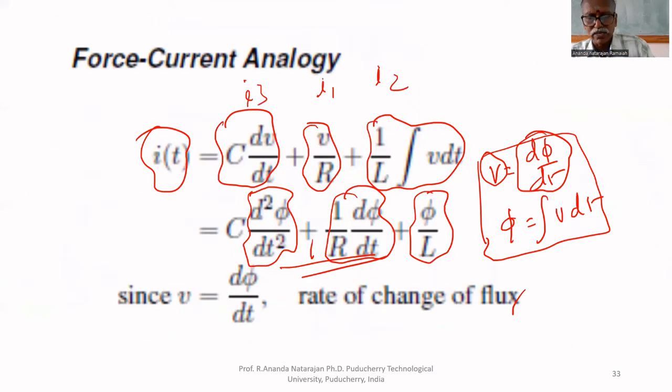So, what we can do is take one reference node. This is the reference node. Another three nodes: one is the V1 node, another is the V2 node, the third is the V3 node. Three nodes are taken, V1, V2, V3, and one node is taken as reference. If four nodes are there, we will write three equations.